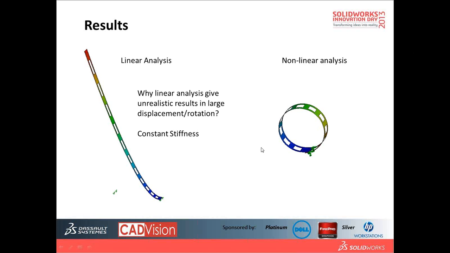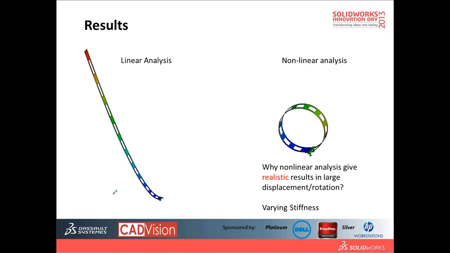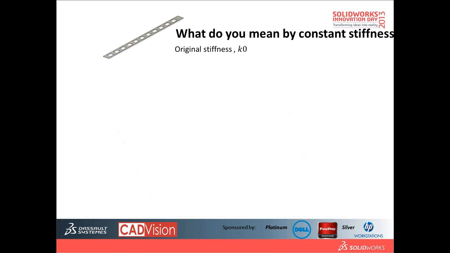So the question is, why does linear analysis give unrealistic results in large displacement and rotation? Right? The answer is constant stiffness. Why does nonlinear analysis give realistic results in large displacement and rotation? The answer is varying stiffness. Quite a straightforward explanation. Okay. What do I mean by constant stiffness? Right, let's have a look. Let's think of it this way.